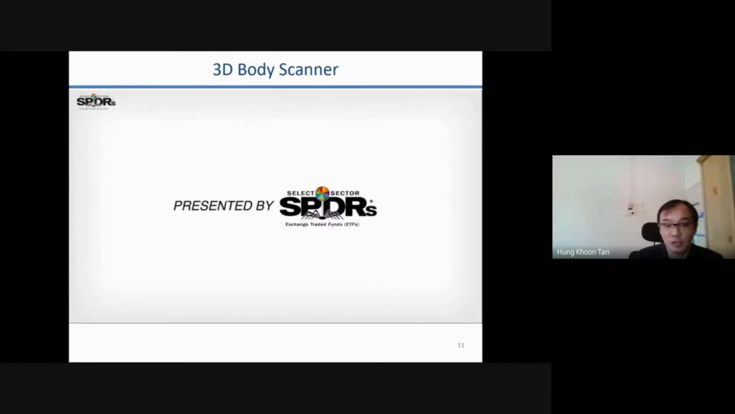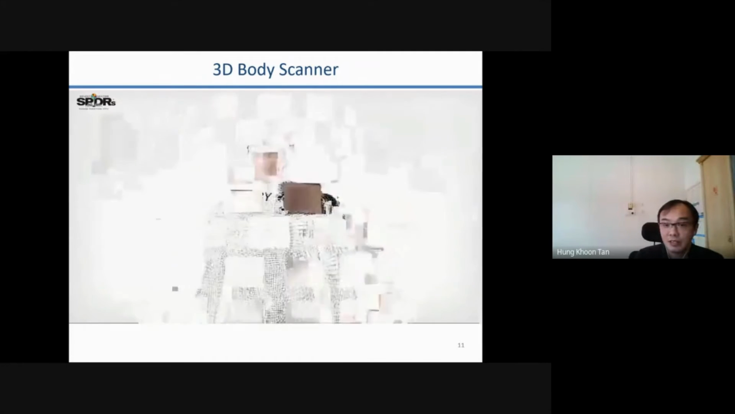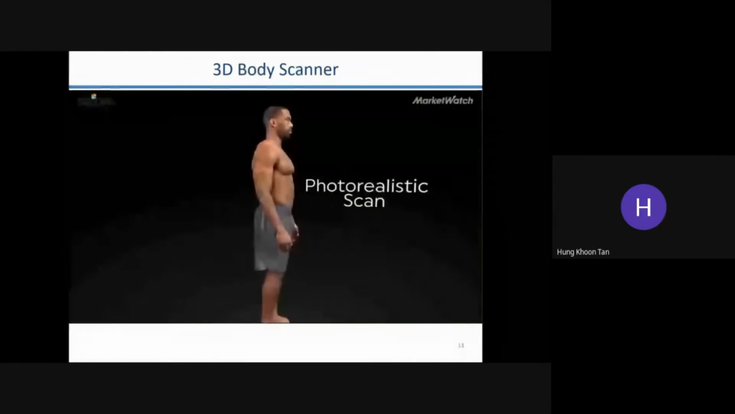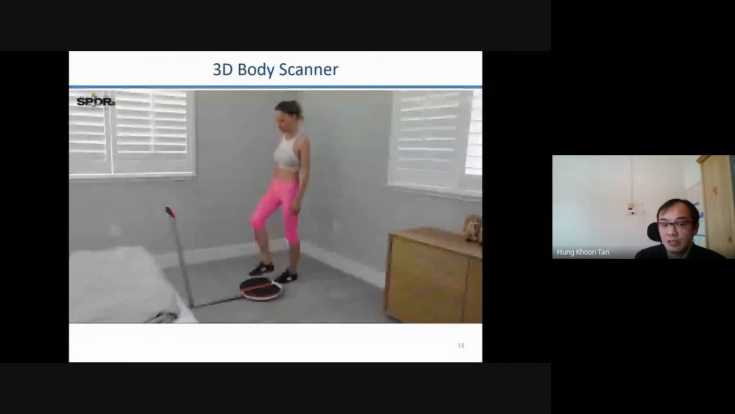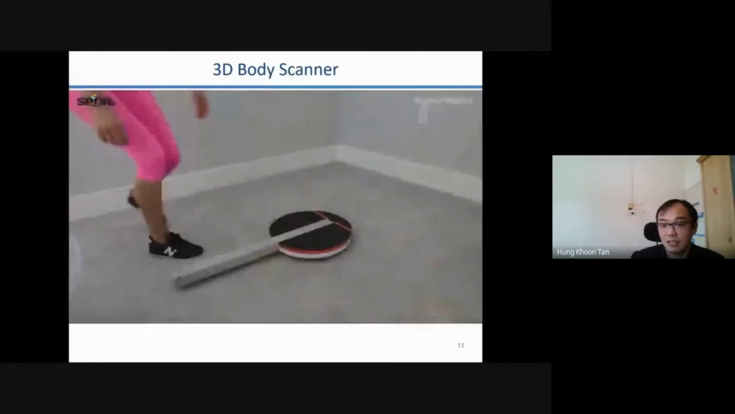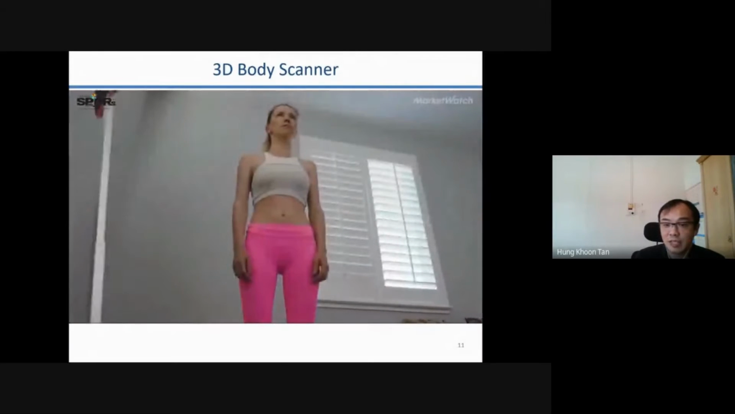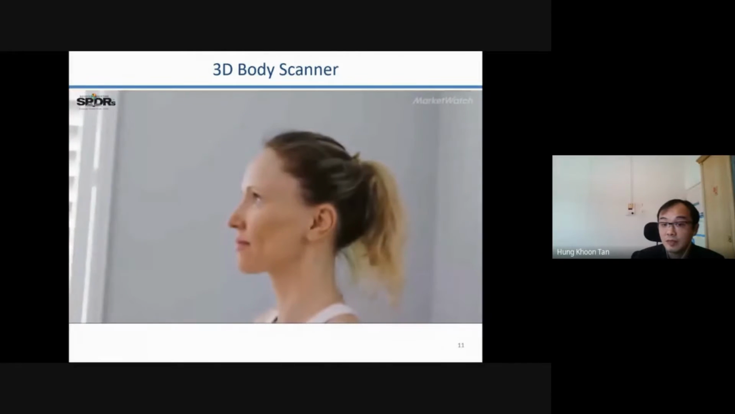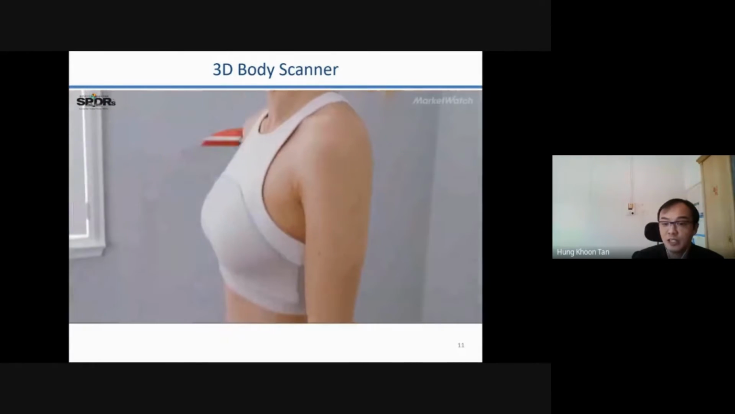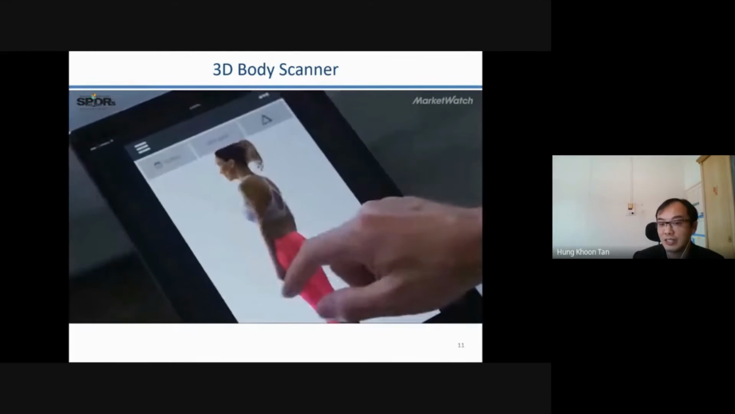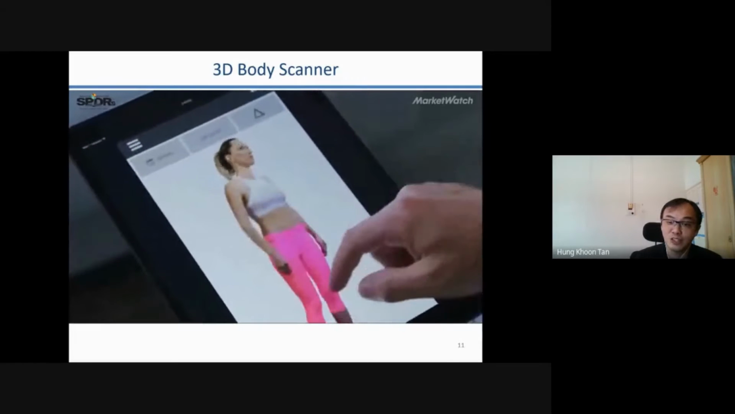Okay, and shown here is another product. This is a product by Shape Scale Body. What you do is stand on a device that is a scale. The scale has a rotational arm that will take measurements of your body. In addition, it also has a traditional camera that takes dozens of photos and stitches them together to form a photorealistic avatar of yourself with very precise measurements.